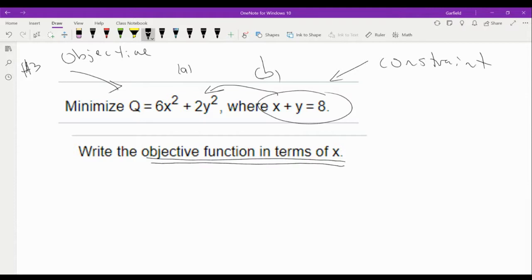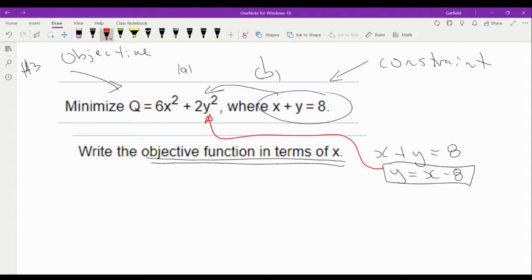So not much different from what we just did. We know that x plus y is equal to 8. We need to find out what y is, so we're going to subtract x from both sides. So y is equal to 8 minus x. Now that's what we're going to take and substitute for y. So our objective function is now 6 times x squared plus 2 times (8 minus x) squared.